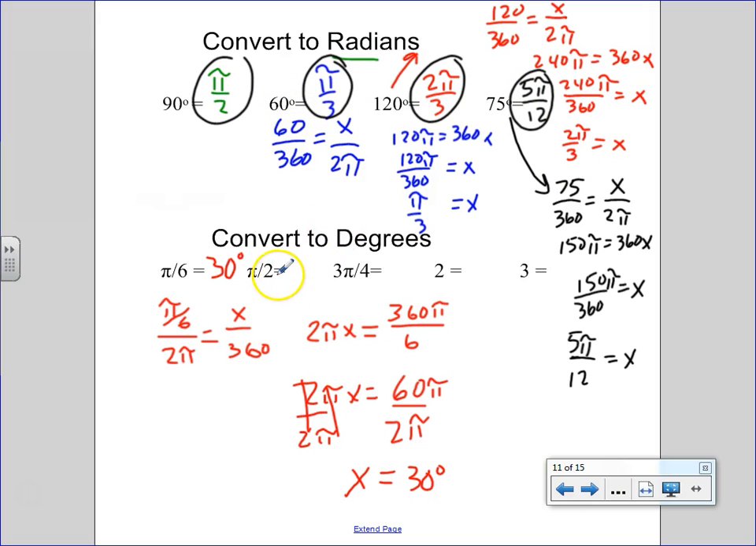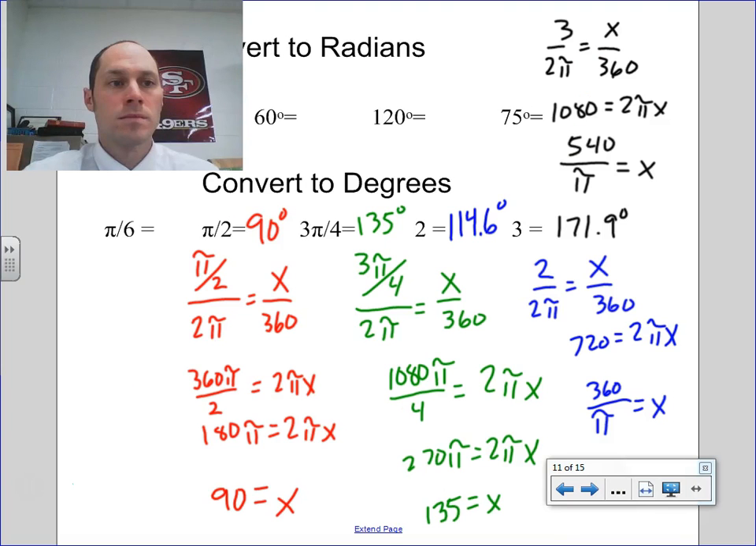You can restart the video when you're ready to check the explanations for the conversions to degrees. Alright, so as we convert to degrees, pi over 2 is part of 2 pi, the same way that x degrees is part of 360. So I get 360 pi over 2 equals 2 pi x. Simplify that down to 180 pi, divide by 2 pi, x is 90 degrees. Now remember, a full pi is 180 degrees, so half a pi is 90. That's another way to think of it.